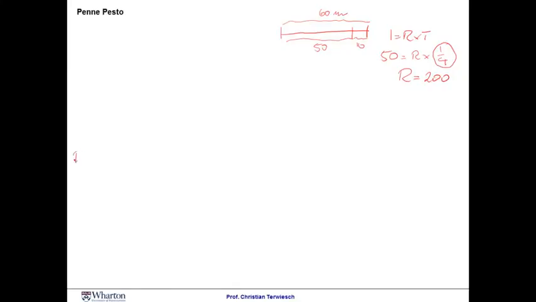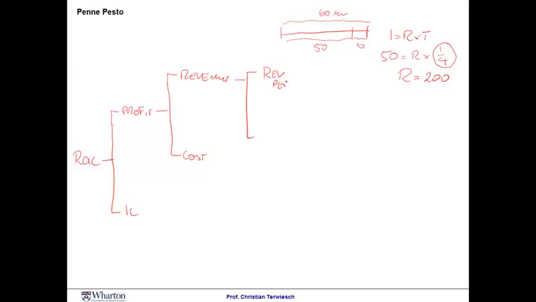To draw the ROIC tree, proceed as follows. Again, start with a profit branch and an invested capital branch. Profits is nothing but revenue minus cost, and revenue is nothing but the revenue per guest times the number of guests per night.